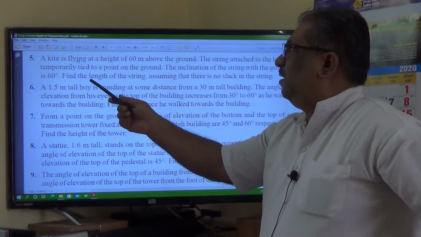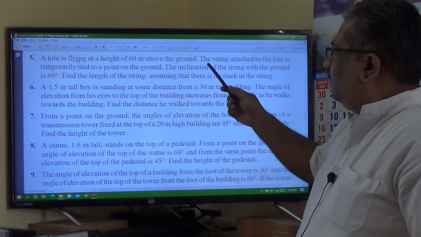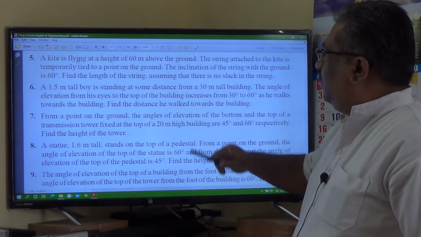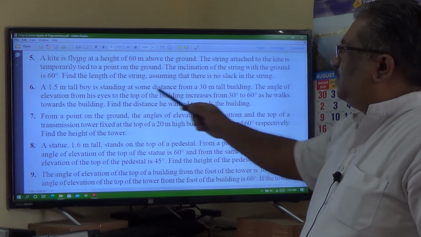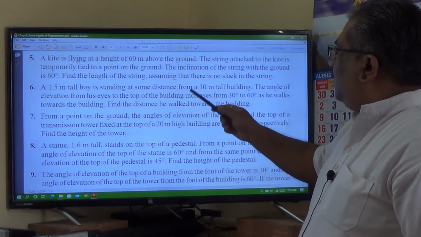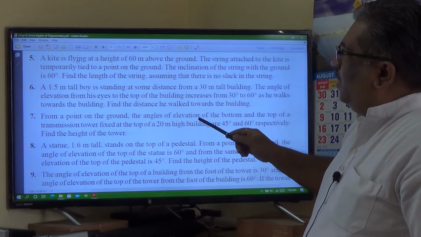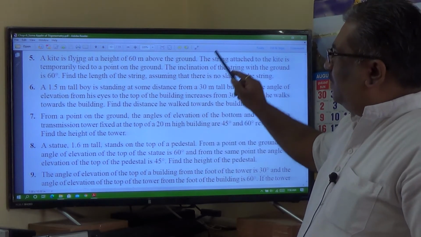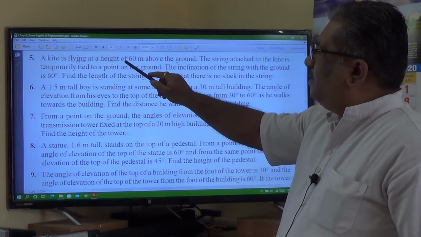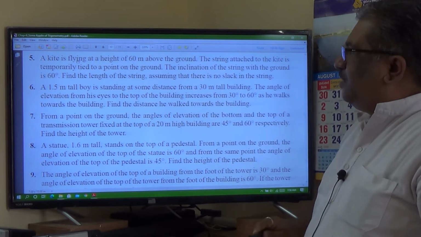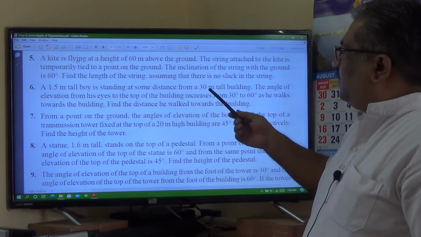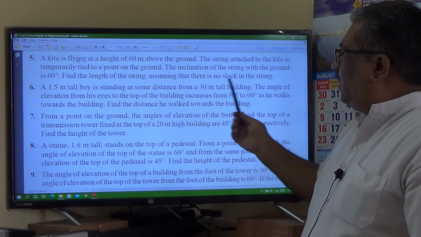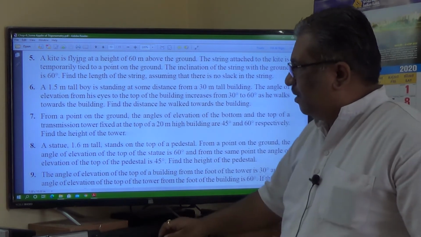A kite is flying at a height of 60 meter above the ground. The string attached to the kite is temporarily tied to a point on the ground. The inclination of the string with the ground is 60 degrees. Find the length of the string, assuming that there is no slack in the string. So the kite is over here, and from the ground the kite is making a 60 degree angle, and it is flying at a height of 60 meters. So we need to find out the length of the string. As there is no slackness, the string is straight, and hence we can find the length of the string. Let us solve this on the board.